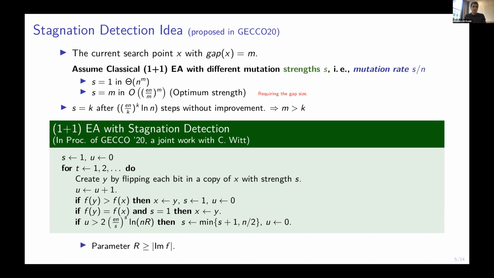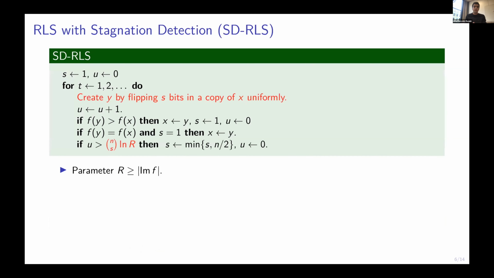Now, in this paper, we would like to use local mutations in stagnation detection. The first algorithm we propose is RLS with stagnation detection, or SDRLS. Everything is the same as the original stagnation detection, except the mutation and the threshold value. We use k-bit flip mutation in the algorithm. It means that the algorithm flips exactly S bits, and the threshold value is different because the size of the neighborhood according to the mutation is different.